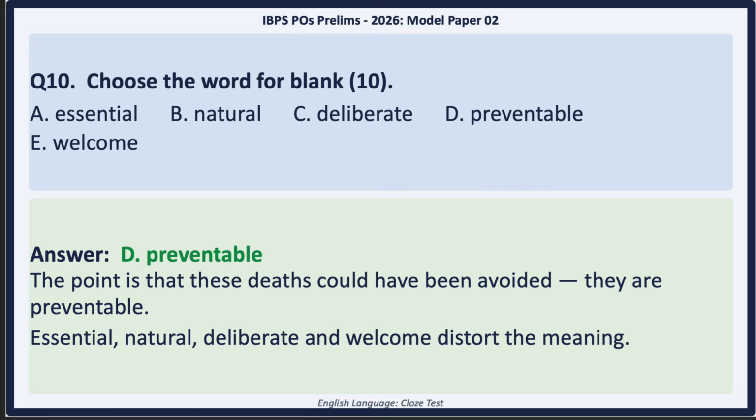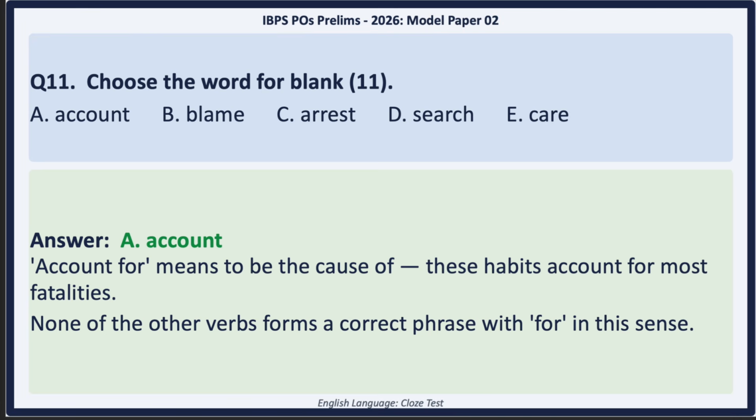Now, question 11 always trips people up, phrasal verbs. Experts note that overspeeding, drunk driving, and riding without helmets blank for most fatalities. Why can't I say they blame for most fatalities? Because of the preposition for sitting right there, blame doesn't pair with for in this direction. The correct choice is A, account. Account for. Yes, account for means to be the cause of. No other option forms a valid phrasal verb in this semantic context. It's like a puzzle piece.